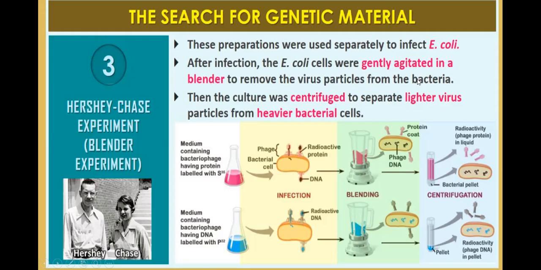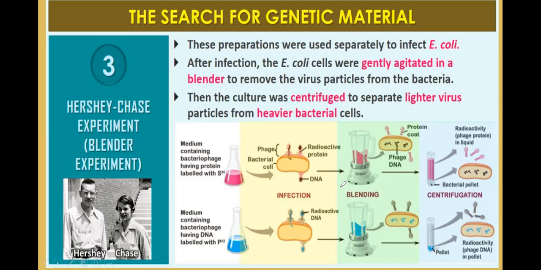After infection, the E. coli cells were gently agitated in a blender to remove the virus particle from the bacteria. Therefore, it is also known as the Blender experiment, because blending is done to remove the virus particle from the bacteria. Then the culture was centrifuged to separate lighter virus particle from heavier bacterial cell.